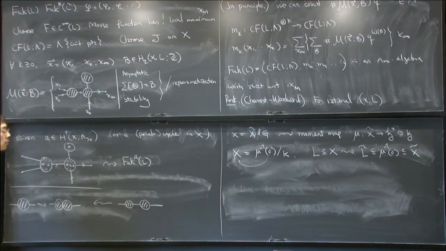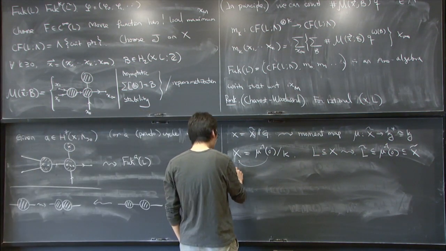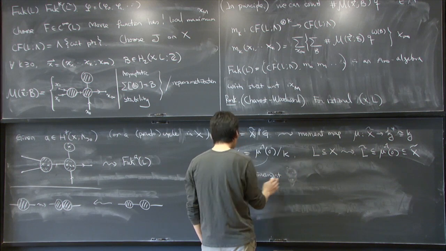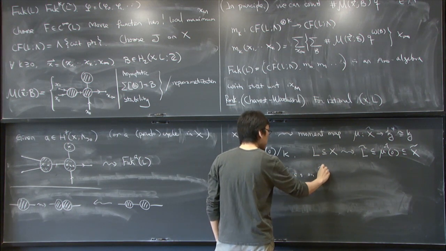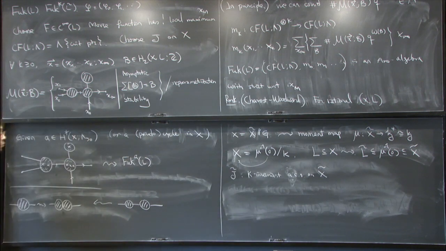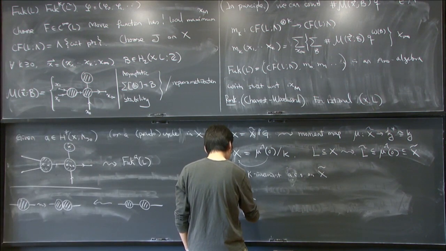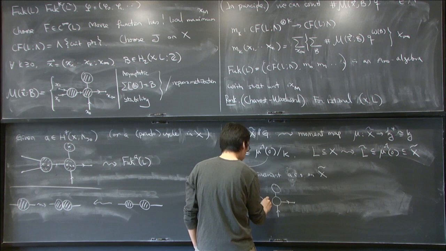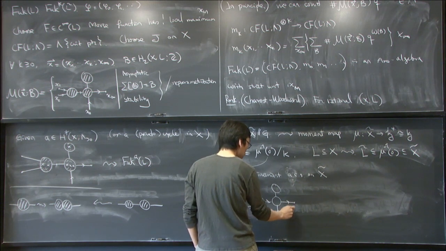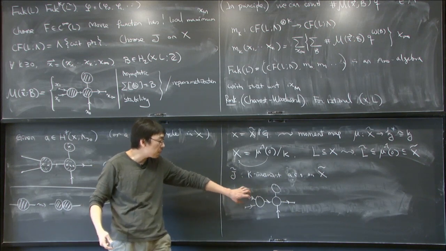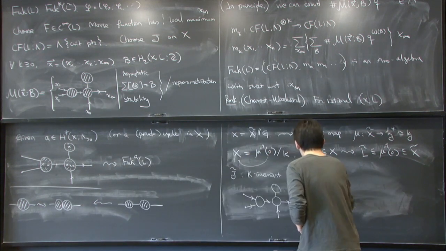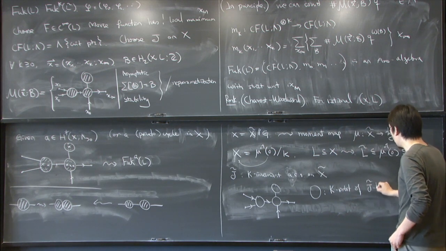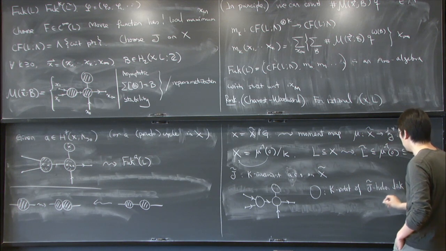Well, you count different types of disks. You choose a K-invariant almost complex structure J on X tilde. And what you count is configurations in which I use the white disks to represent a K orbit of J tilde holomorphic disks upstairs.